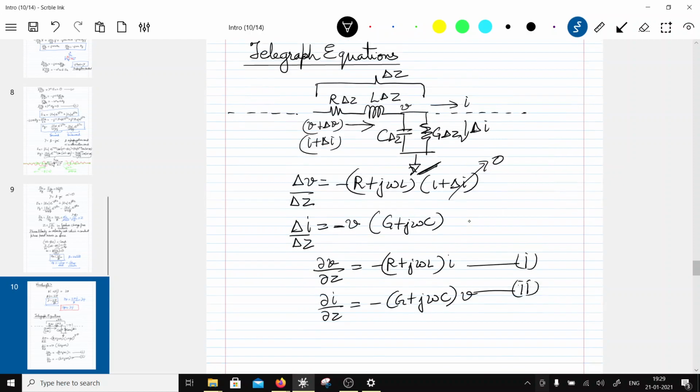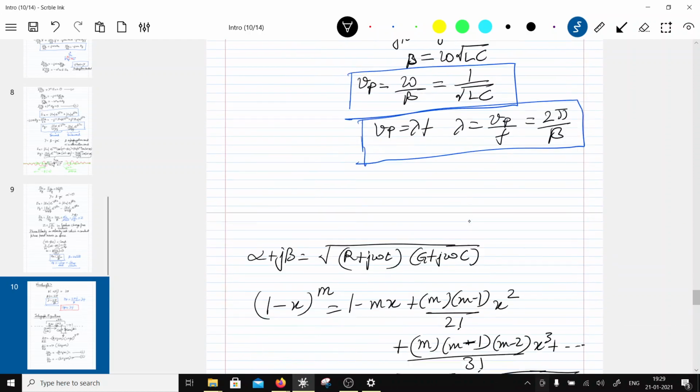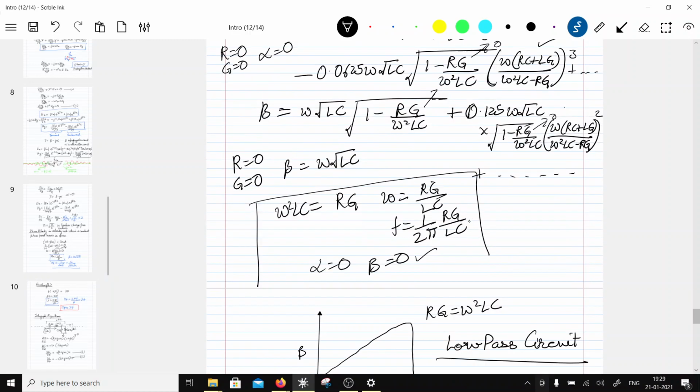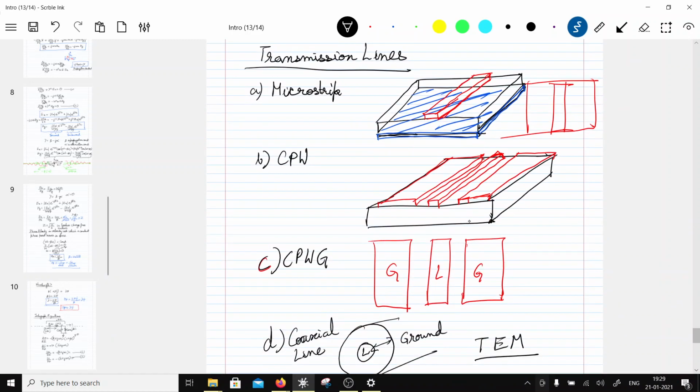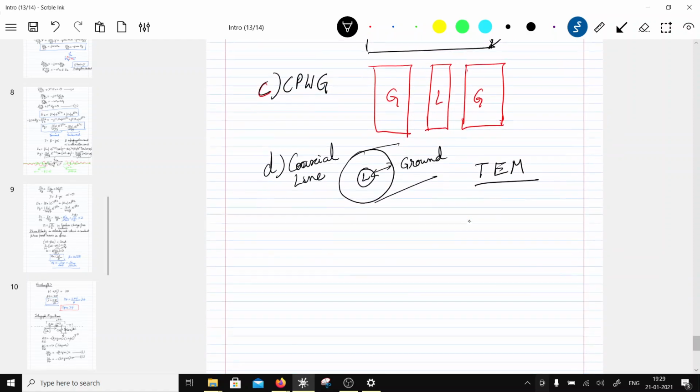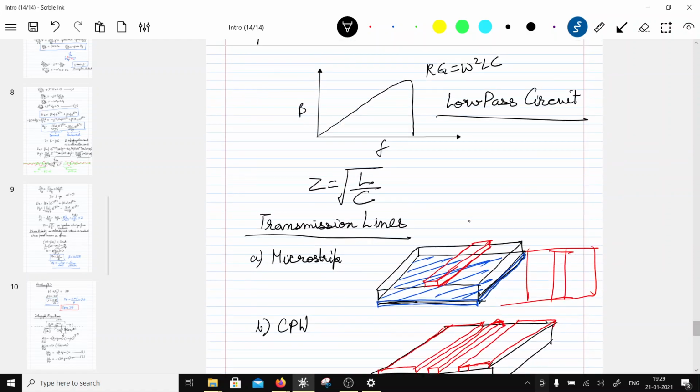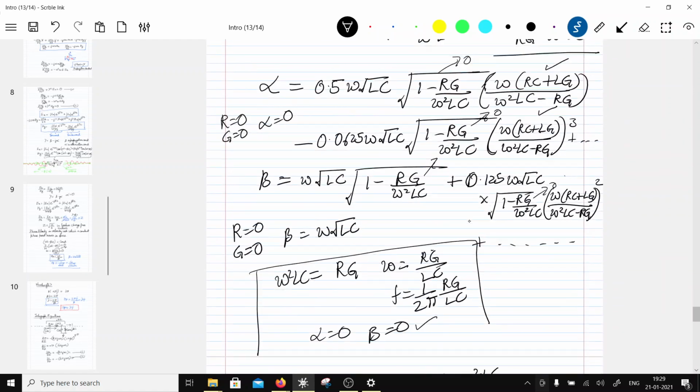So these lines basically are representative of telegraph lines. They follow telegraph equations, because they have two conductors. One is the signal, other is the ground, all of them, right? So they are governed by these telegraph equations.